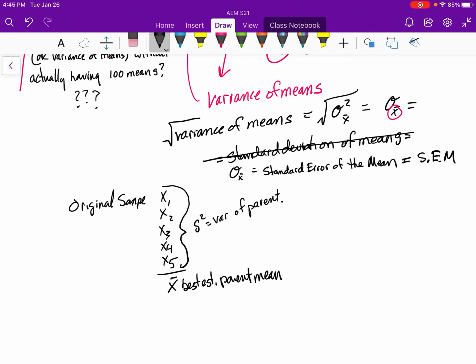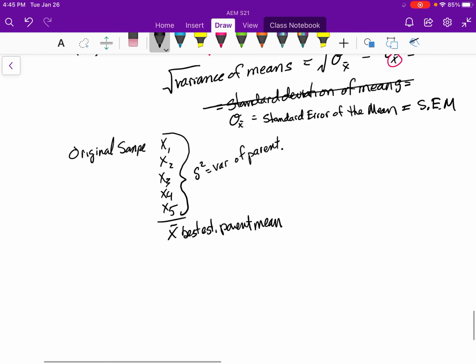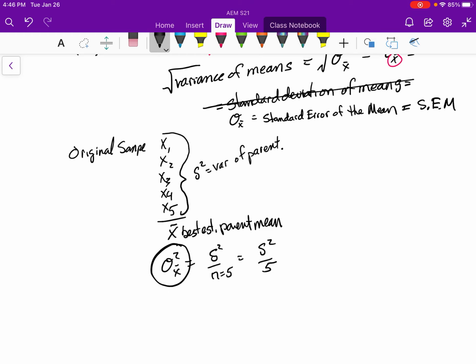So if you wanted to know, from this point, we're going to solve then. That means that the variance of the means will be equal to s squared divided by n, where n equals 5 in this case, which equals s squared over 5. So whatever that estimate is of the 5 points, the variance of the parent distribution estimate, we will then use that to calculate this variance of means. And that's the variance of means. I'll write it there.